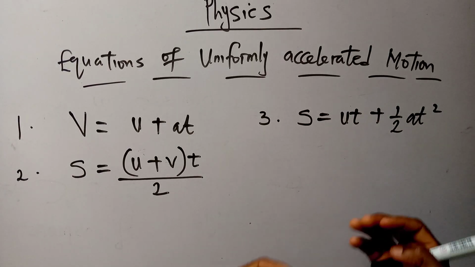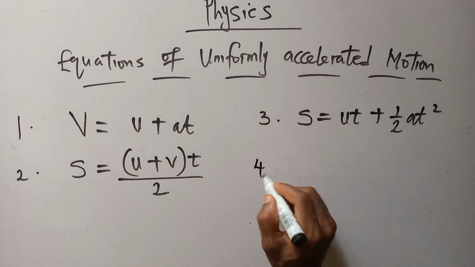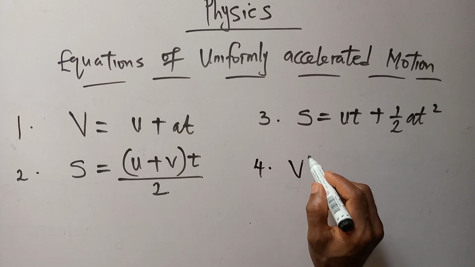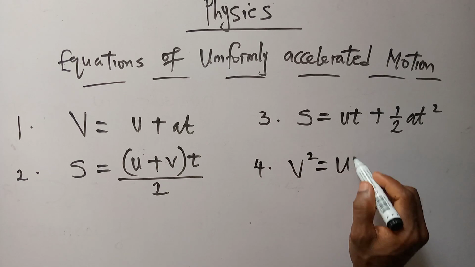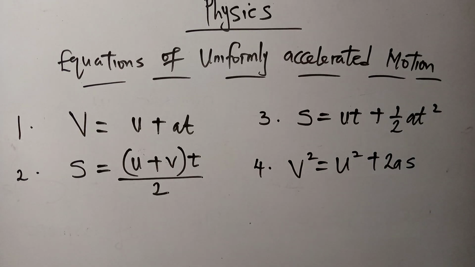Okay, so this is the third equation of motion, while the fourth equation of motion is given by v squared equal to u squared plus 2as. Okay, these are the basic four equations of motion that can be used to solve any problem involving linear acceleration. All right, now let's look at these equations when the object is under gravity.